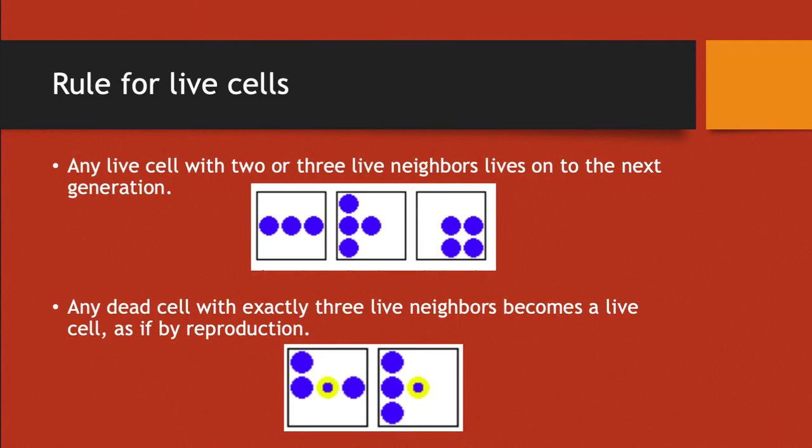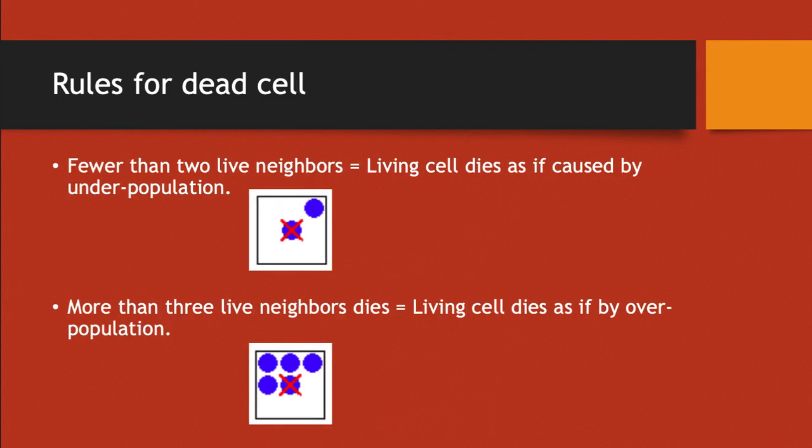Firstly, the rules for live cells: any cell with 2 or 3 live neighbors lives on to the next generation. Any dead cell with exactly 3 live neighbors becomes a live cell as if by reproduction. With fewer than 2 live neighbors, that cell dies as if by underpopulation. If there are more than 3 live neighbors, the living cell dies as if by overpopulation.